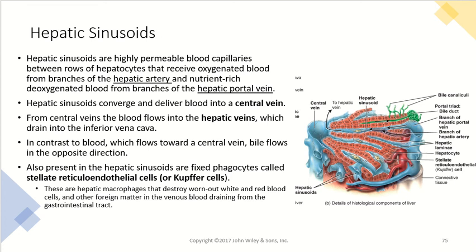Additionally, another thing present in the hepatic sinusoids are going to be fixed phagocytes. These are called stellate reticuloendothelial cells, also called Kupffer cells. And these are going to be hepatic macrophages that are going to be there to destroy any sort of worn out or broken down white or red blood cell. They're also going to remove foreign matter that will show up in the venous blood that's drained from the GI tract.